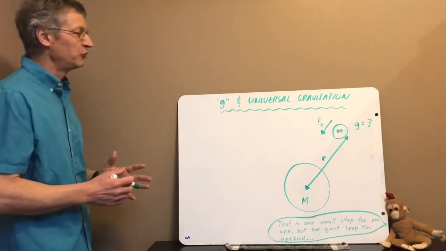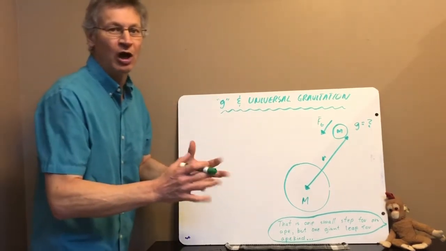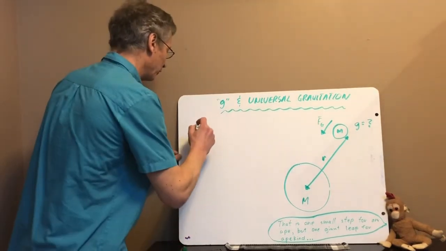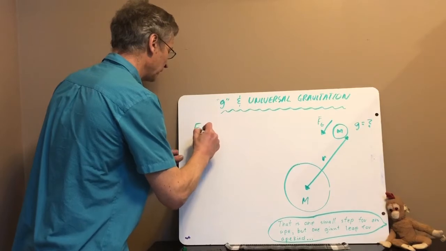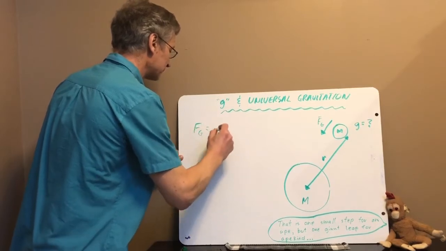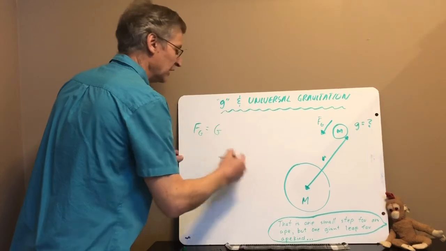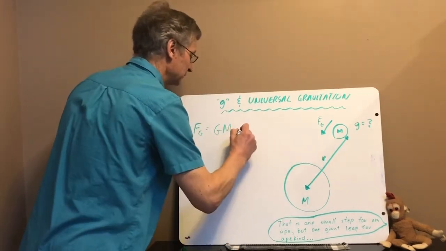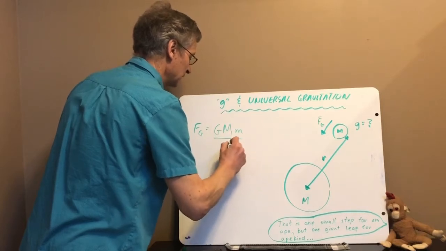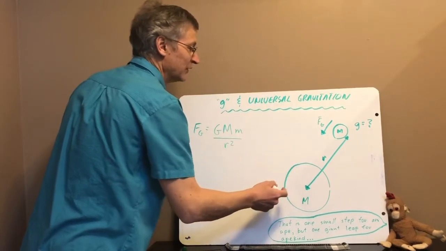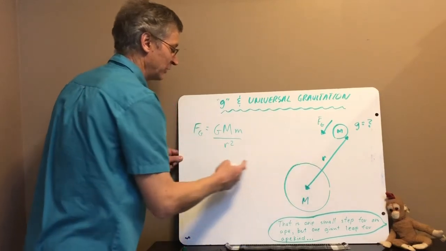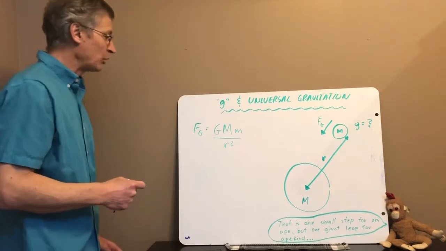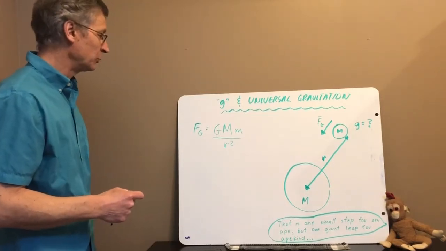Well, what do we know about this situation? Well, we know for sure that Newton's law of universal gravitation applies. We know for sure that the force of gravitational attraction between these two things is going to equal G times one mass times the other mass divided by their center to center separation, all squared.